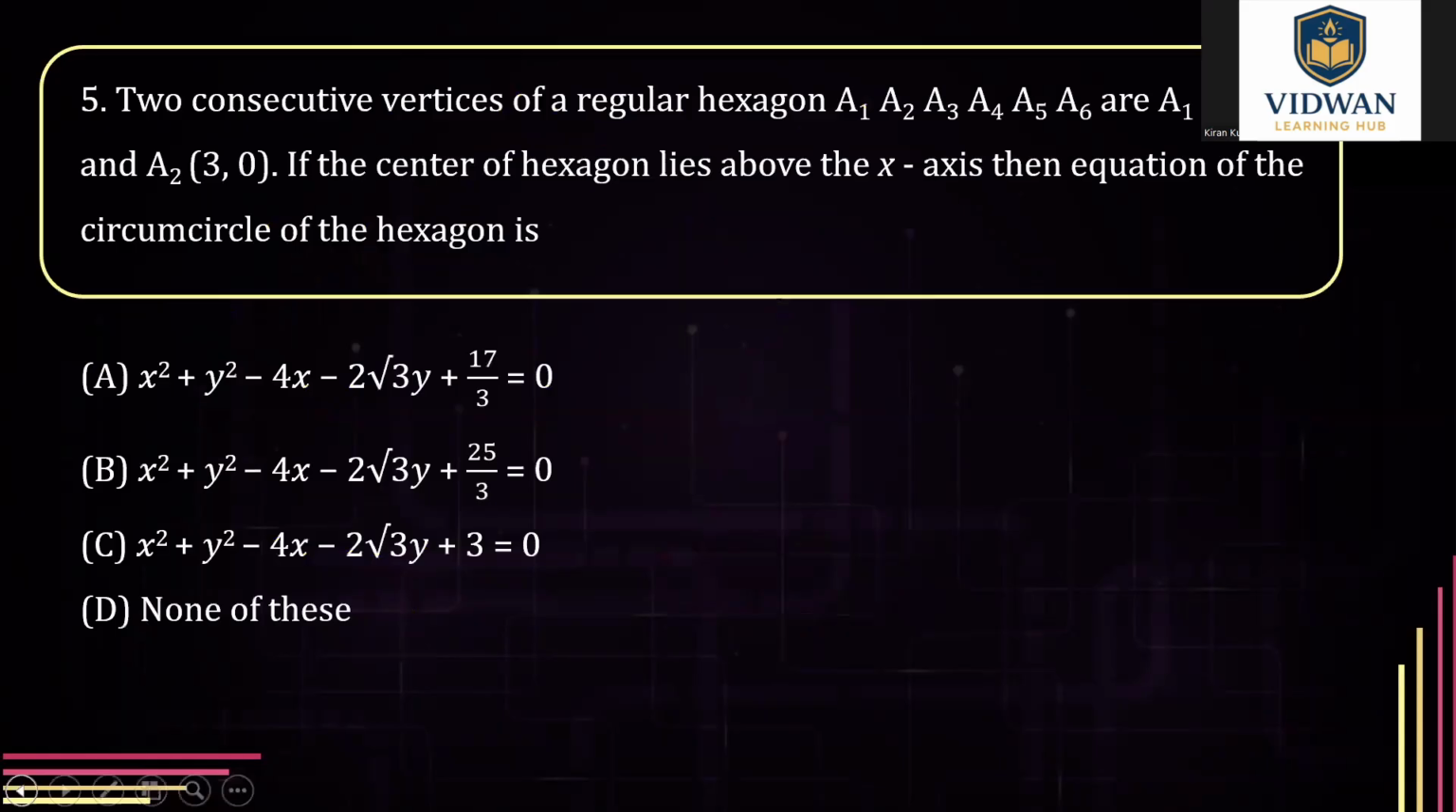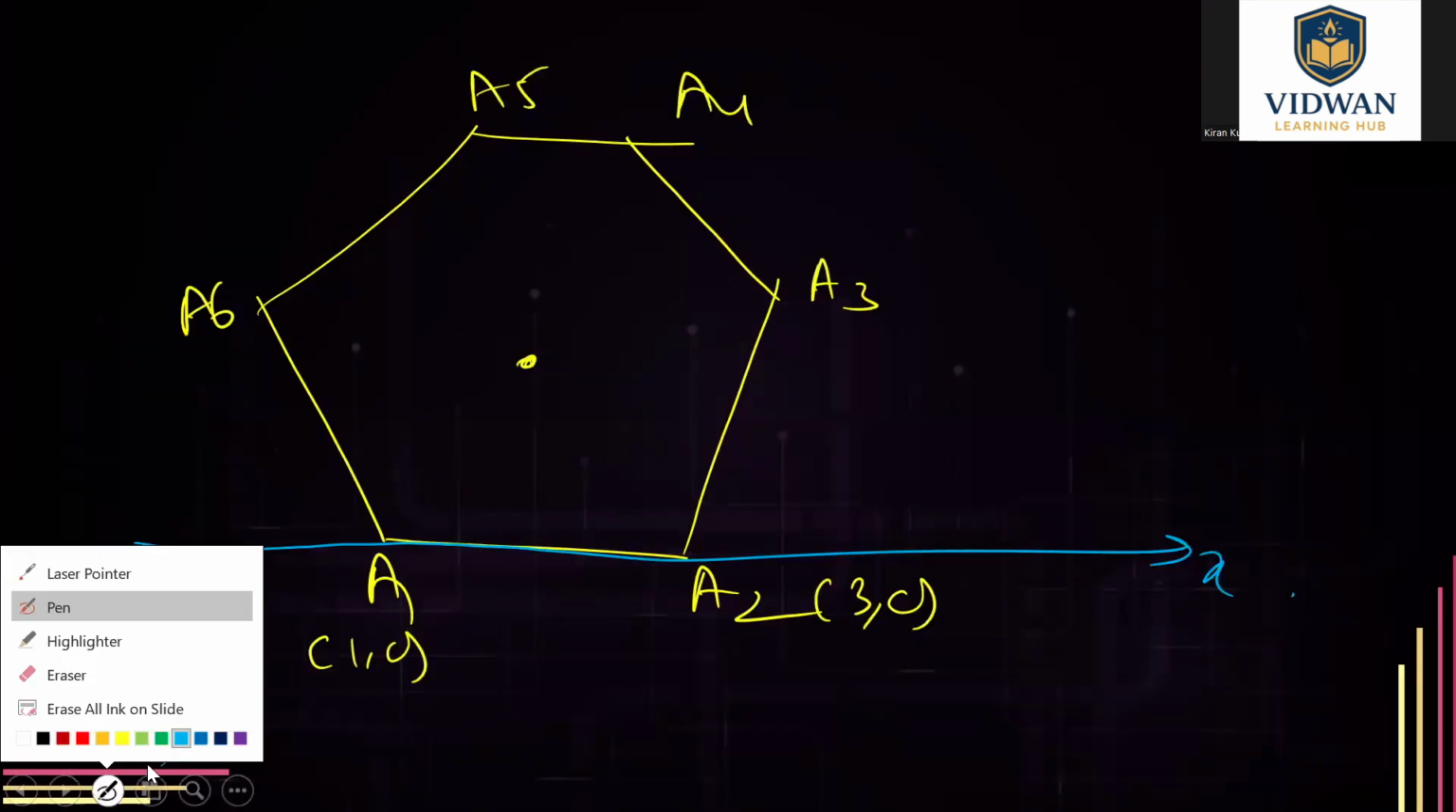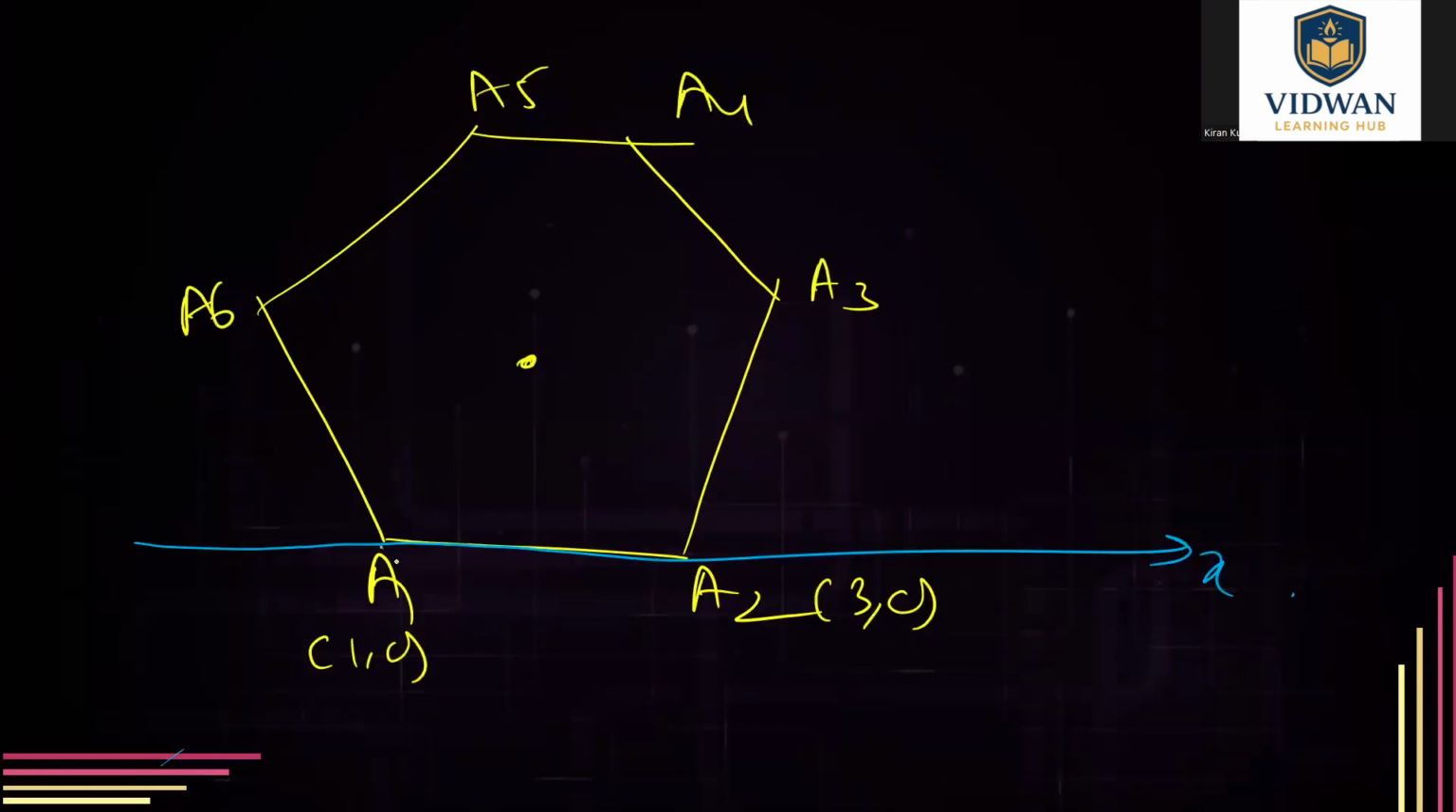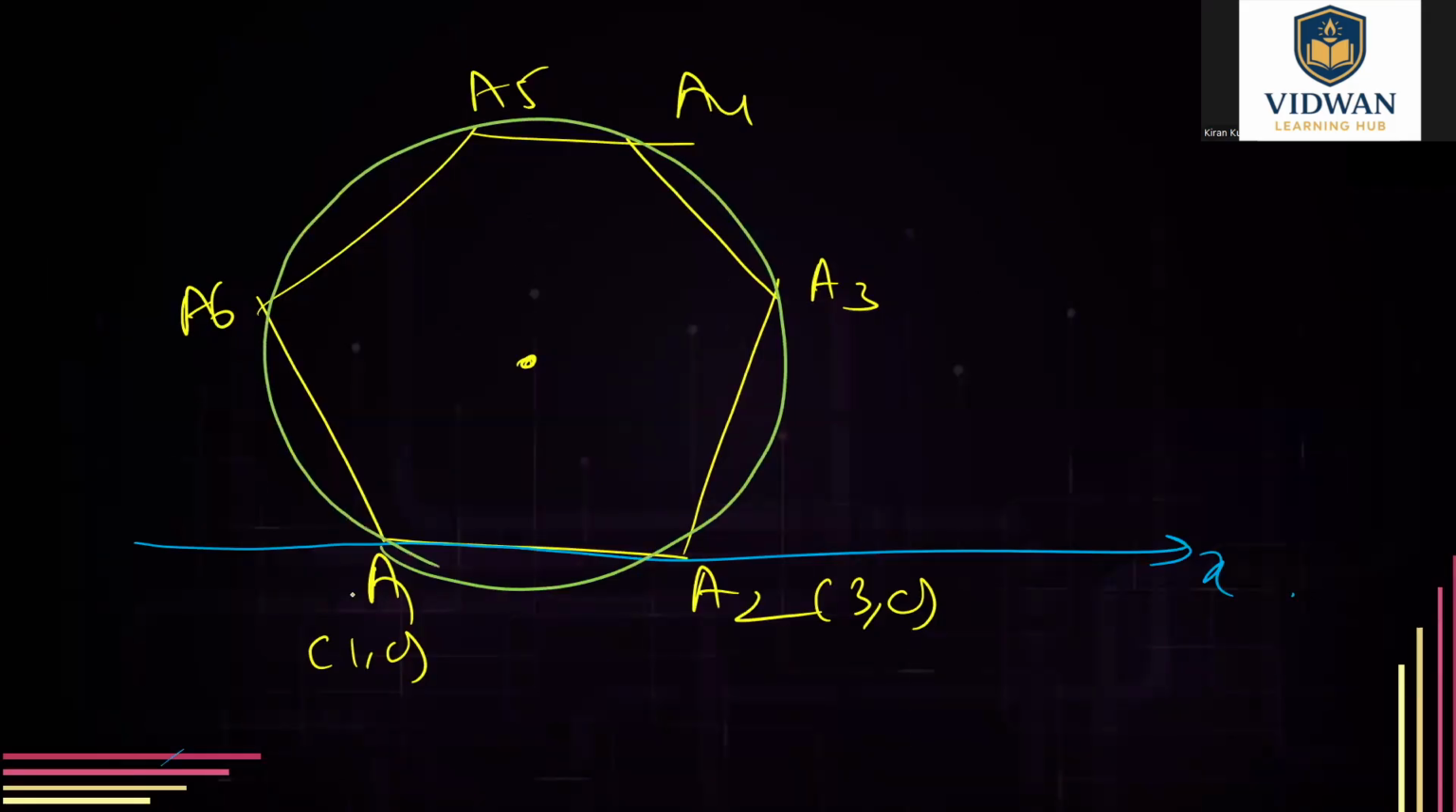So we are asked to find out what is the equation of circumcircle of the hexagon. So when I say circumcircle of the hexagon, you can just draw a circle through all these vertices. So this is the circumcircle of the hexagon. We need to find the equation of this circle. So how do we find the center?